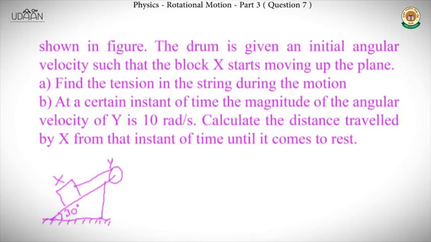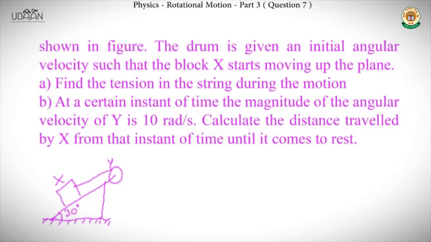A. Find the tension in the string during the motion. B. At a certain instant of time, the magnitude of the angular velocity of Y is 10 radian per second. Calculate the distance traveled by X from that instant of time until it comes to rest. So it seems like a very lengthy, very complicated problem to me, but we'll go through the solution and let's see. So here we see that we have a small body which is connected to a rolling drum.